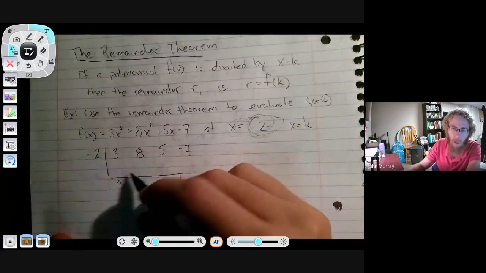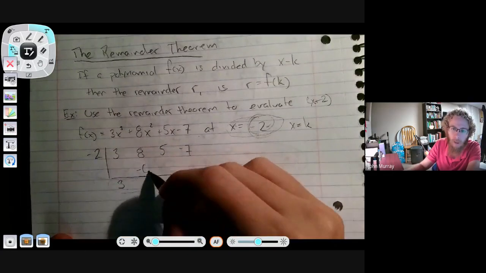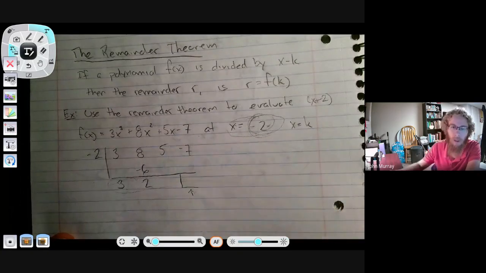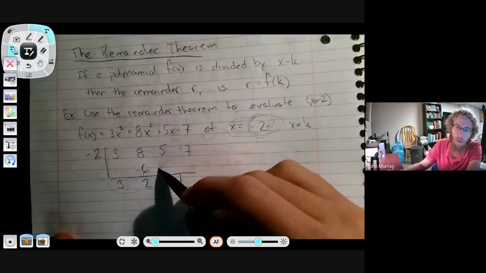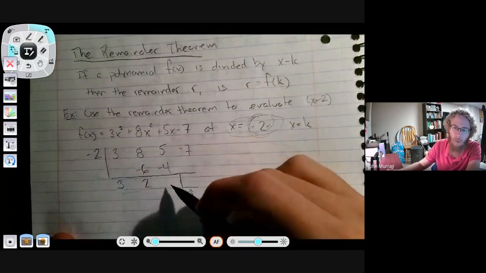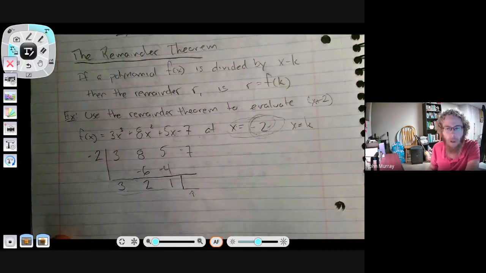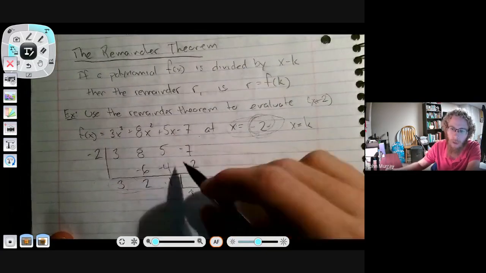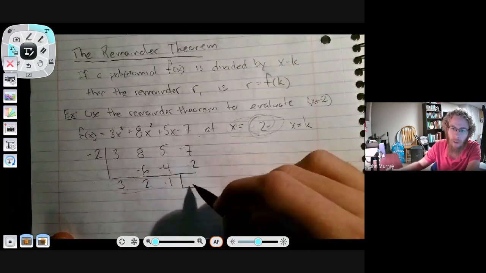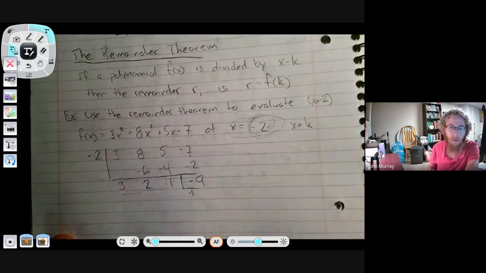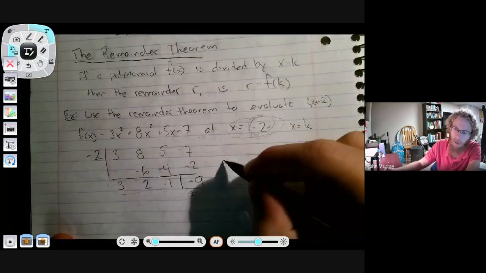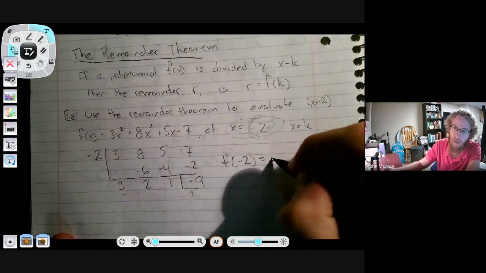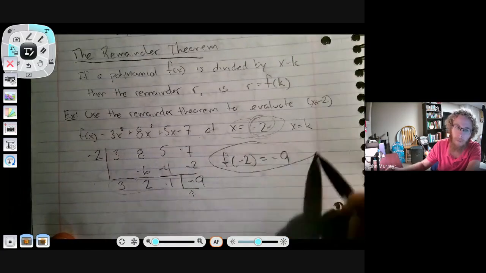So -2 times 3 is -6. We bring that down, that's 2. -2 times 2 is -4. We bring that down, we add and get 1. -2 times 1 is -2. -7 plus -2 is -9. So boom. Without really doing any math, I can tell you that f of -2 is -9.